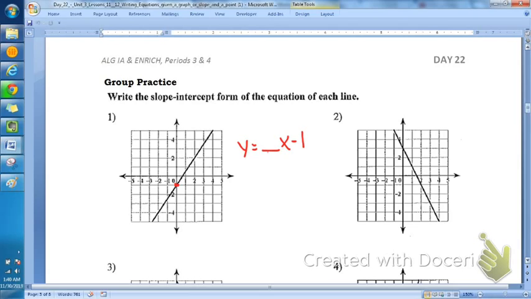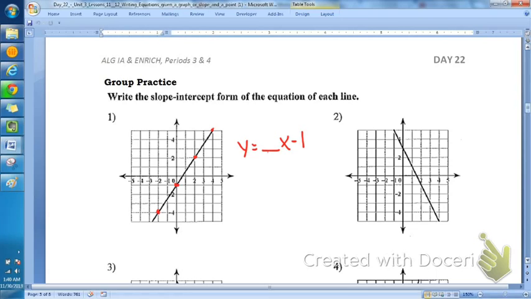Now I need to find my slope, so I have to find another point on the line. I'm going to choose this point right here. You might have picked one, let's say down here. Doesn't matter which one you use. Maybe right here, you could have chosen that one. Doesn't matter, any 2 points that you choose.